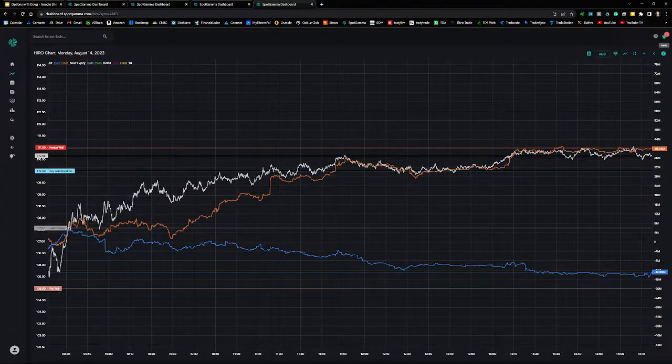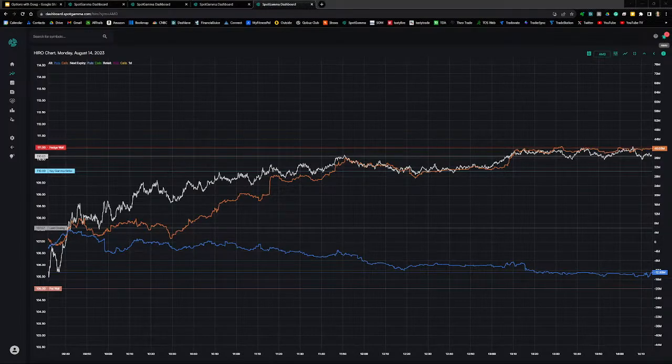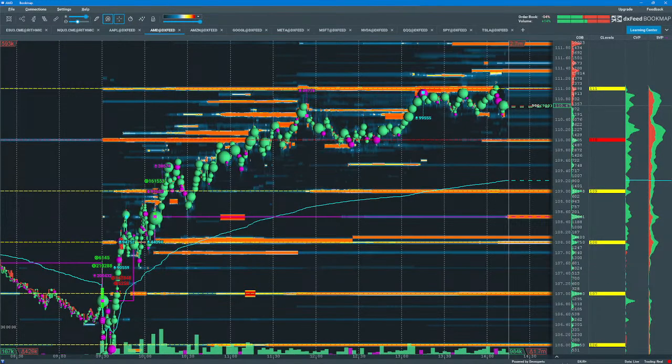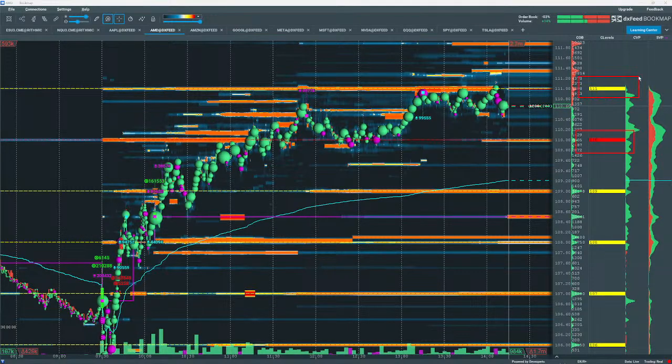And note that 111 is the hedge wall, 110 is the key gamma strike. Let's go back and take a look at Bookmap. So 110 is the key gamma strike. 111, the hedge wall, that appears to be acting as resistance so far today.